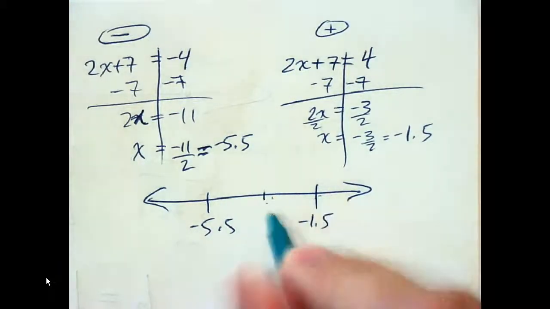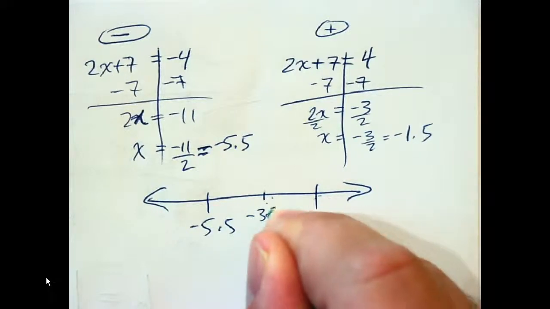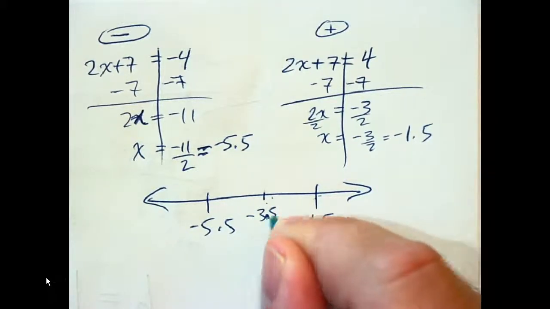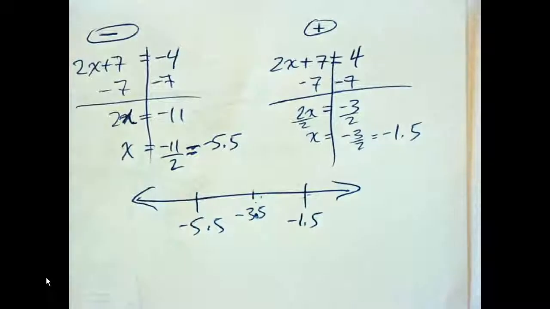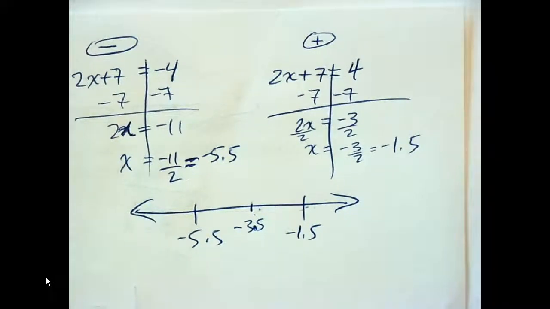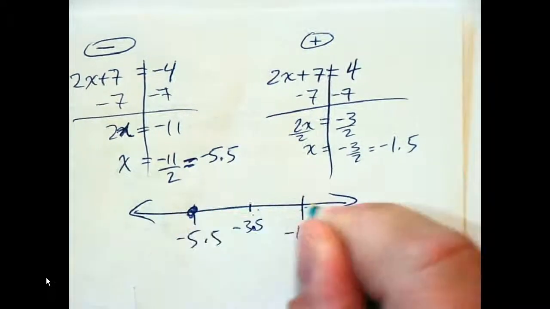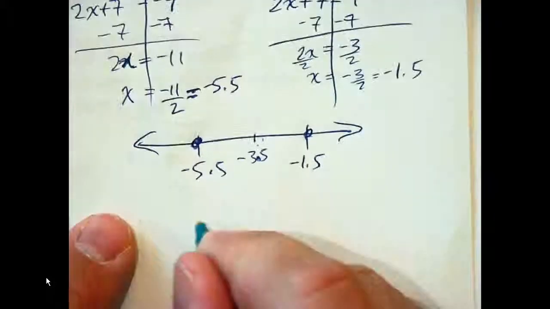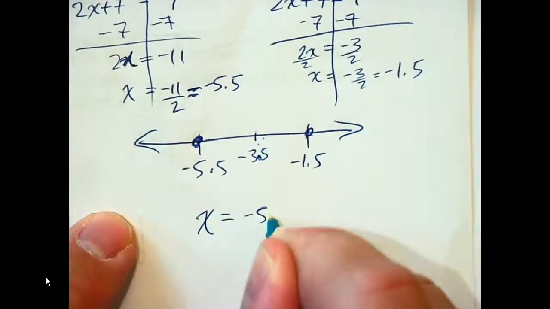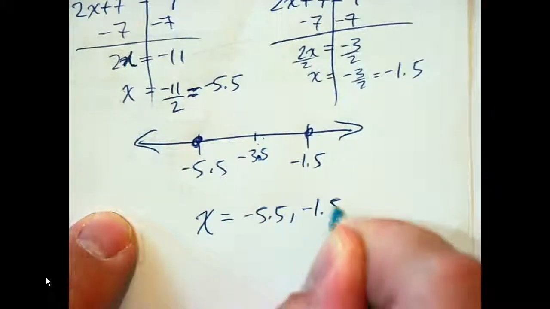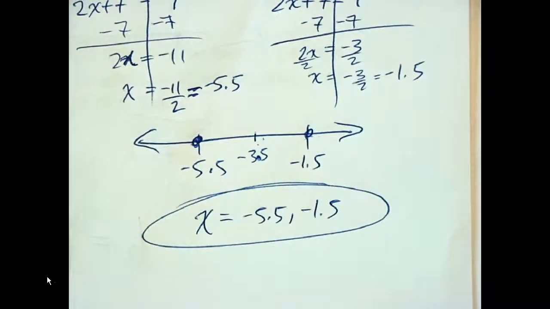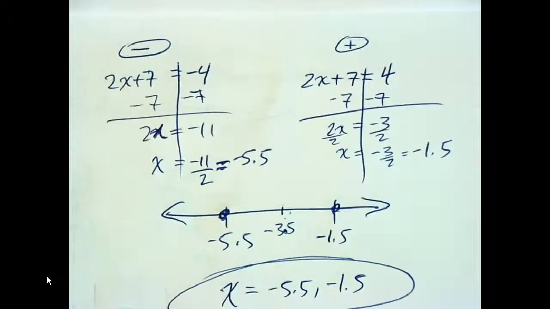2 more units, man. 3.5. Come on, guys. Halfway between 1.5 and... Unbelievable. I told you that. Okay, put the dot here, dot here. Hey, our solution, x equals negative 5.5 and negative 1.5.